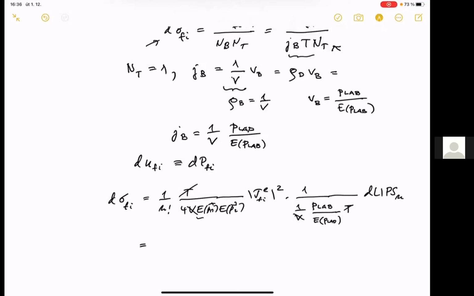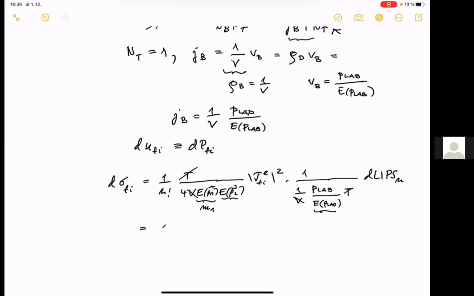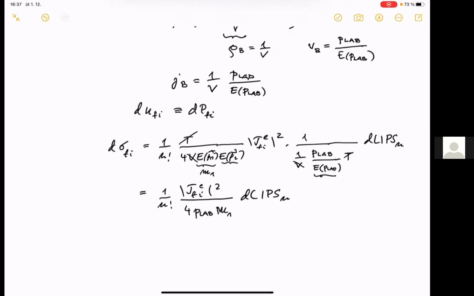And in fact, the target particle was at rest. That means its energy is just its mass, m1. This energy is just the energy of the incident particle. So what we get is just 1 over n factorial, this T_Fi connected squared over 4. What remains here is the laboratory momentum times the mass m1 of the target particle times the Lorentz invariant phase space corresponding to the n-particle final state. Of course, this is our result. Of course, it seems that it is not manifestly relativistically invariant. This is invariant, you will see, but what is not invariant is this.